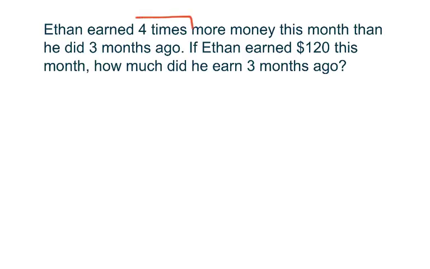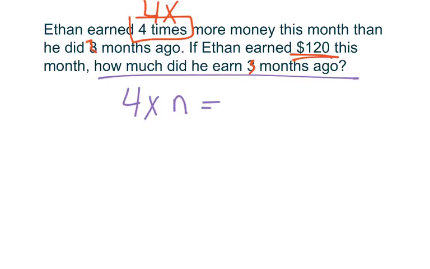So we have 4 times more, that's important. He earned $120 this month, and I want to know what he earned 3 months ago. It wouldn't matter if it's 3 months ago or 10 months ago. All I want to know is what did he earn prior to this? So this 3 doesn't matter here. That's just extra information to kind of throw you off and to give you another number. So he has 4 times more money than he did 3 months ago. So 4 times what he earned 3 months ago, so we're going to put our variable, because I want to know how much he earned then, is equal to $120.